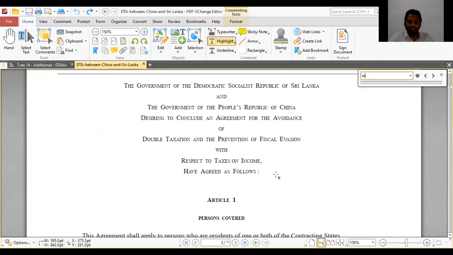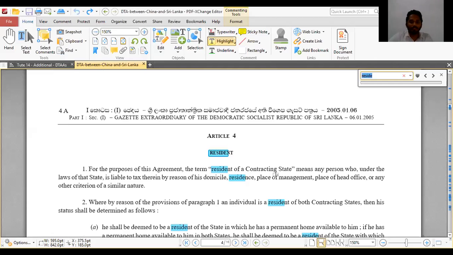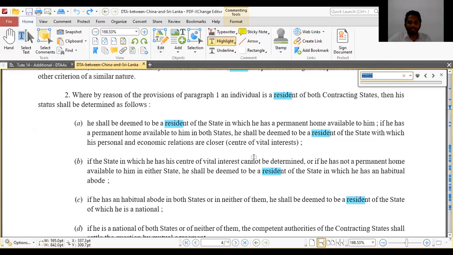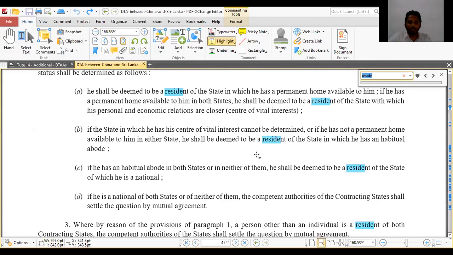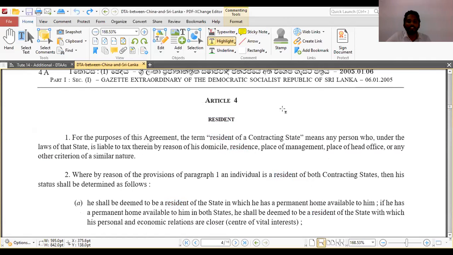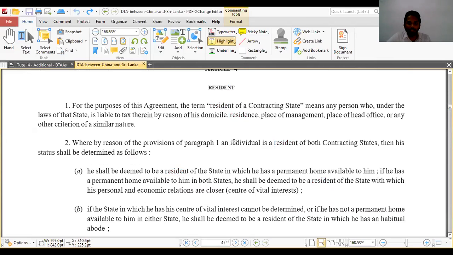So we'll go to the residence definition. Here is an important point: you need to refer to Article 4 of the DTA if you are referring to residency, if you have a transaction with China, whether it is an individual or a company. Mainly subparagraph 2 is for individuals.